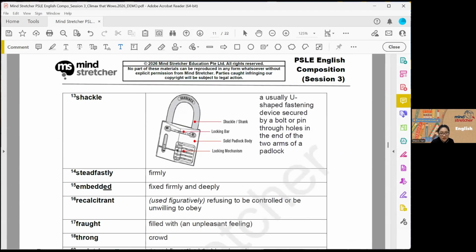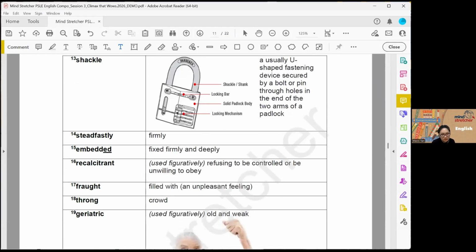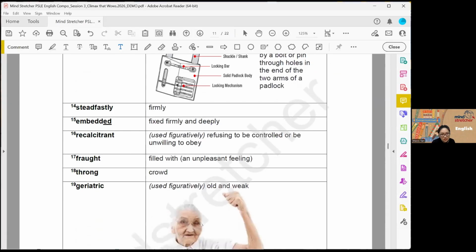Okay, so this is the shackle, what I meant. The shackle is in the lock. When the shackle is released, it's unlocked. In that text just now, it talks about the shackle remaining steadfastly in its body. This is the body of the lock. It just remained stuck in there. Geriatric is very old. Recalcitrant is someone who keeps breaking the rules.